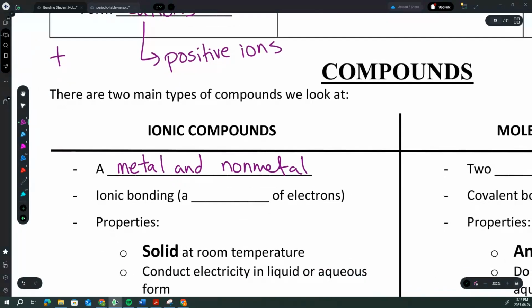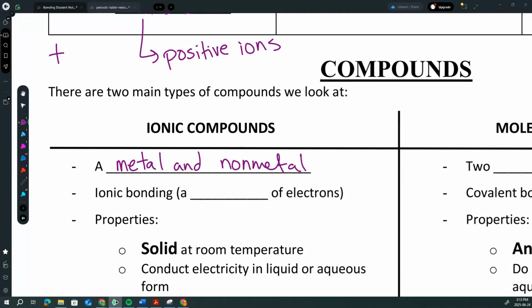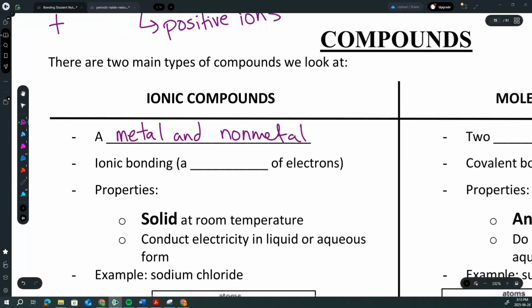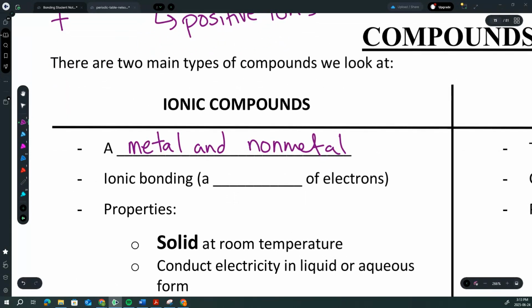Okay. So in order to be able to identify an ionic compound, you got to know where you can find your metallic elements and your nonmetallic elements. Now, ionic compounds, they form ionic bonds. Okay, so ionic bonds get formed when electrons get completely transferred from the metal to the nonmetal.